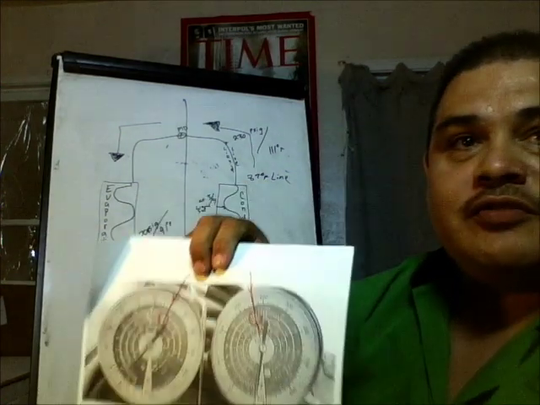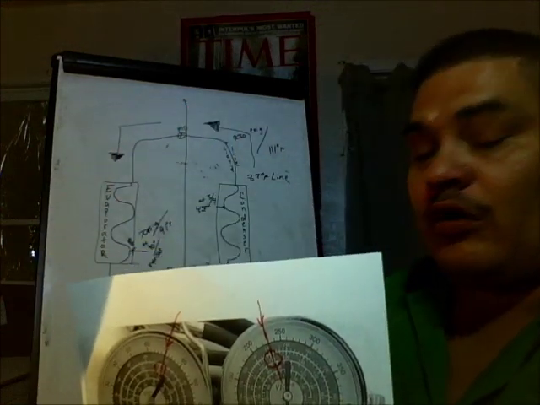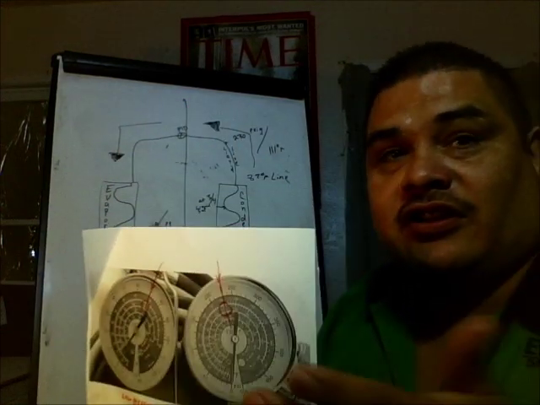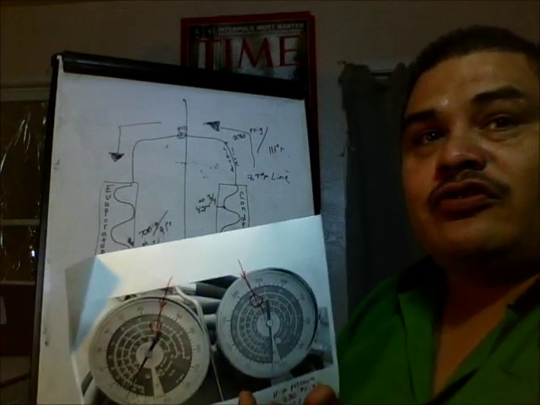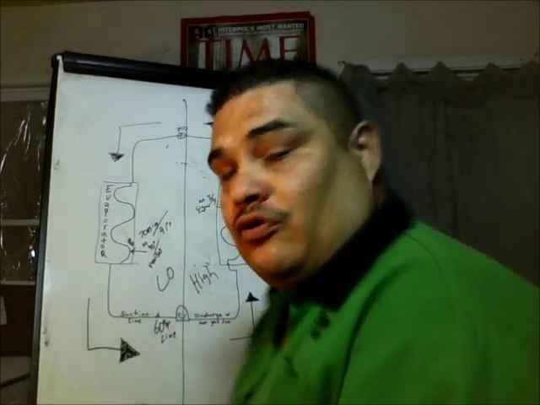Also, I got this printout. I don't have my gauges with me, so I'm just going to go ahead and use this. I marked these pressures to correspond with what we found today or yesterday in the class, and so I'm going to refer to those numbers. And it's very simple how to calculate superheat and subcool.